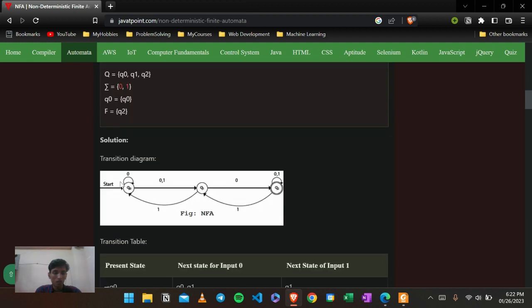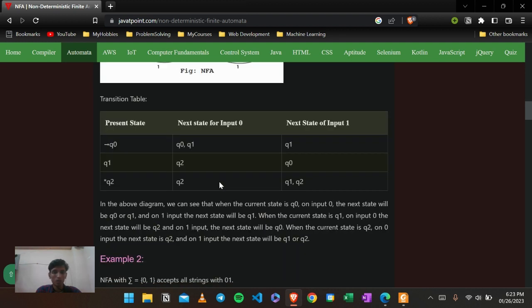So first, I'll be explaining this transition diagram. Q naught is the first state, and it is denoted by this arrow sign. This is the start, and if we put 0 as input in this, then it can go to Q naught as well as Q1. Again, at state Q1, if we put 0, it will go into the final state, that is Q2. And in Q2, after putting 0 and 1, it will remain at Q2. And this is the last step.